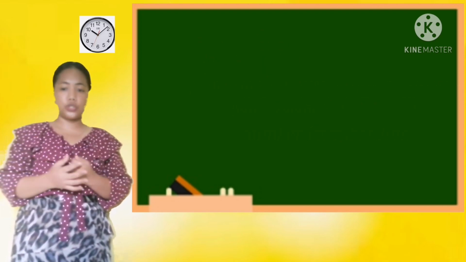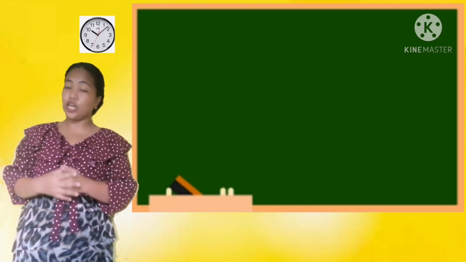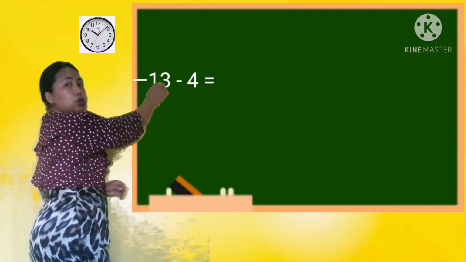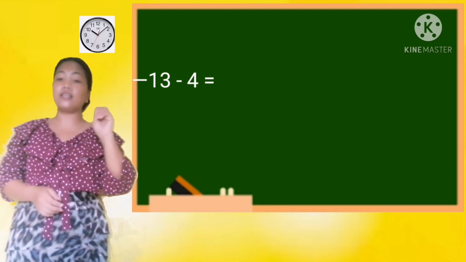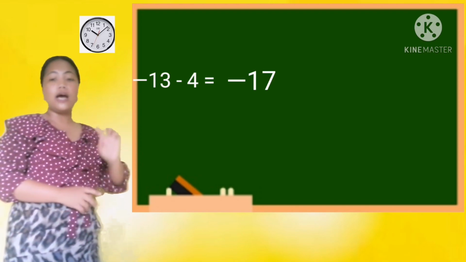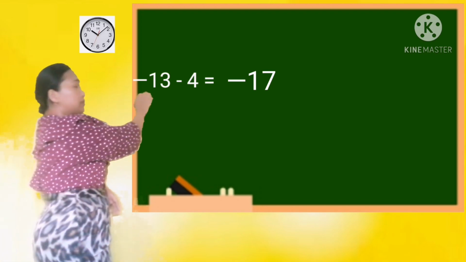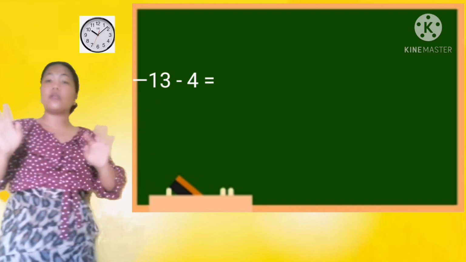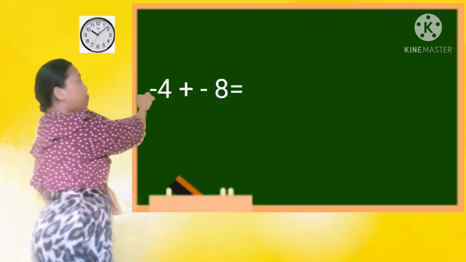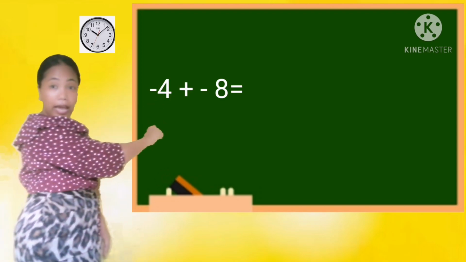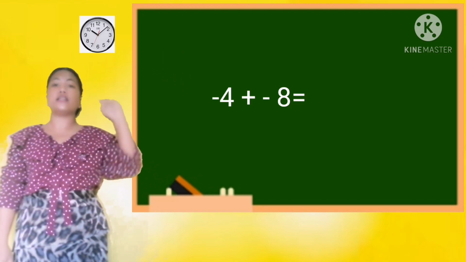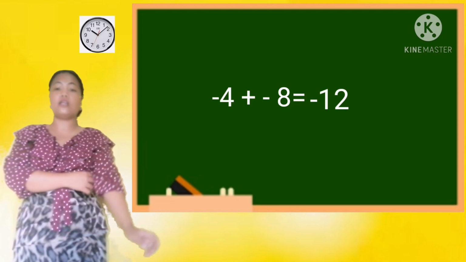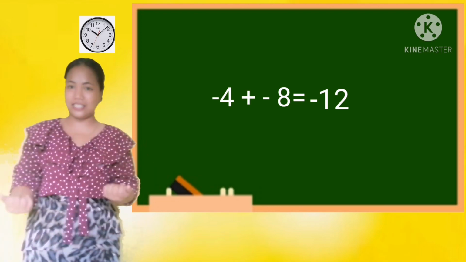Now, can you answer? Negative 13 minus 4. Yes, that's negative 17. Very good. Now, how about negative 4 plus negative 8? Yes, that's negative 12. Very good. You really understand our lesson yesterday.